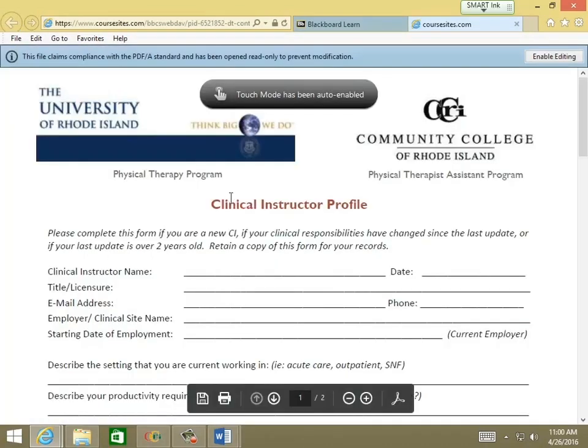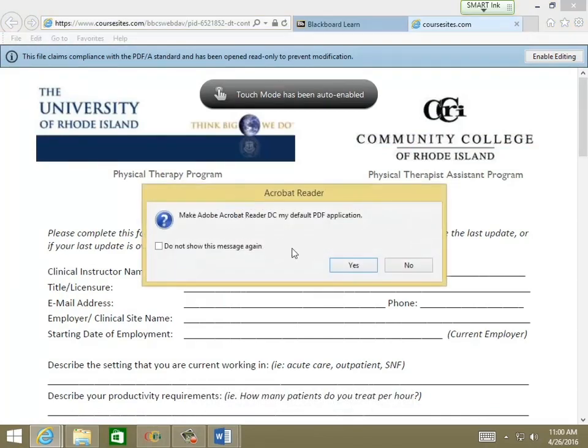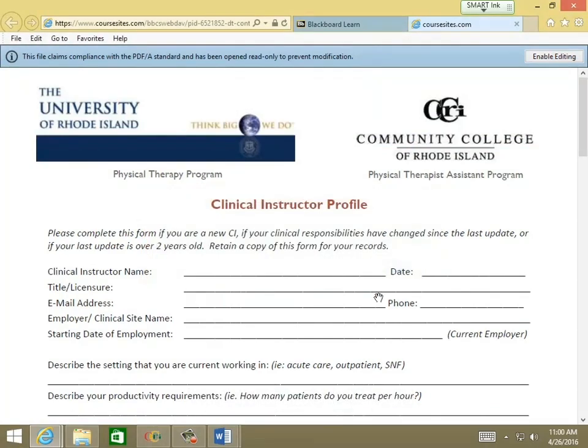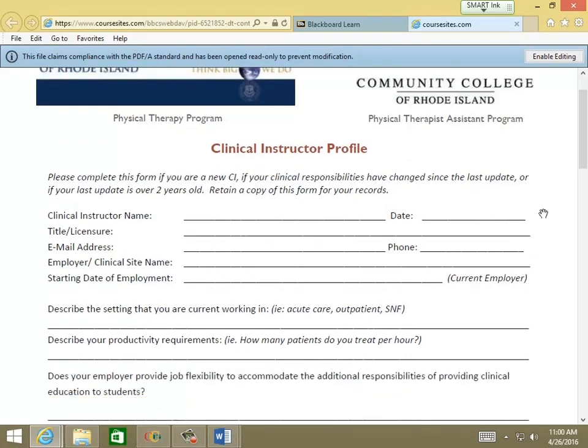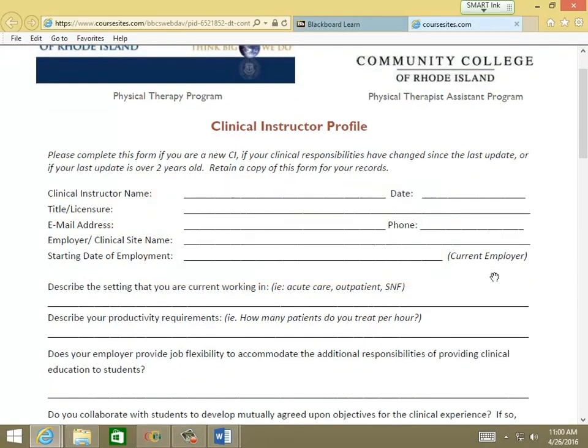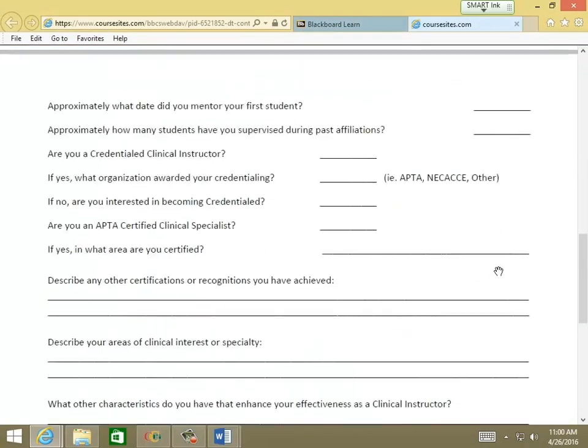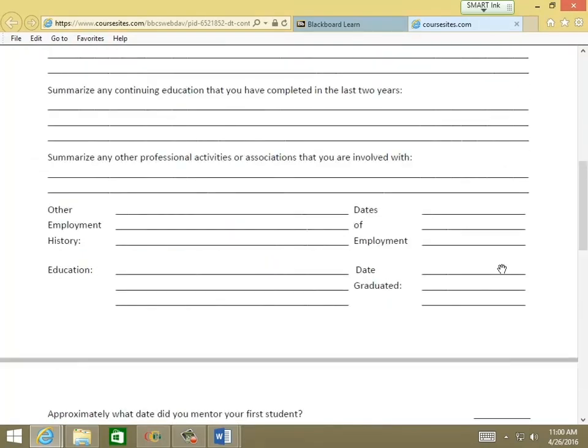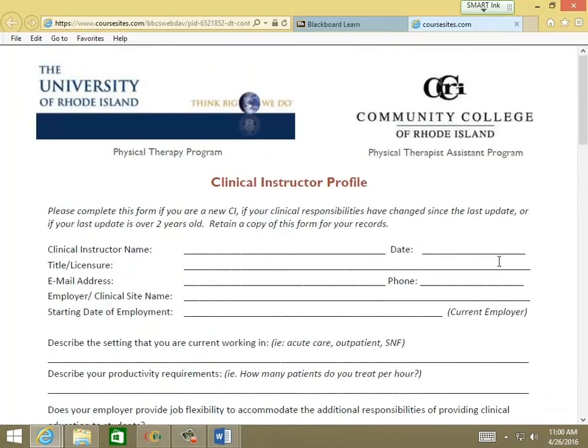This is a joint form designed by the URI PT program as well as the PTA program at CCRI. It was designed so that clinical instructors could fill it out once and use it for both programs. It is good for 2 years once it is completed. The profile should be completed and sent back to CCRI prior to the start of the clinical experience. It's a 2-page document. There's a mailing envelope provided in the packet, so once it's completed, it can go right back in the mail to CCRI.